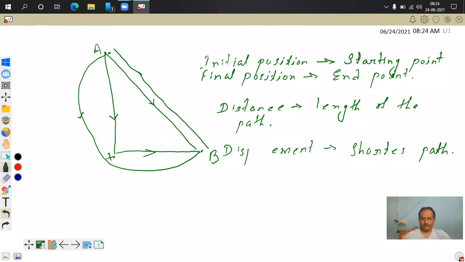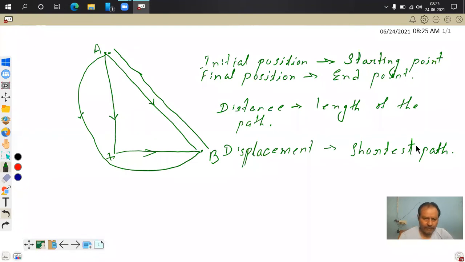Now you can see displacement. यहाँ पे कुछ मिस हो गया. Now displacement is the shortest... T missing है, T लिखना भूल गए थे. The shortest path, and distance is the length of the total path. Now from the figure itself you can observe the distance cannot be smaller than the displacement. Distance cannot be smaller than the displacement.